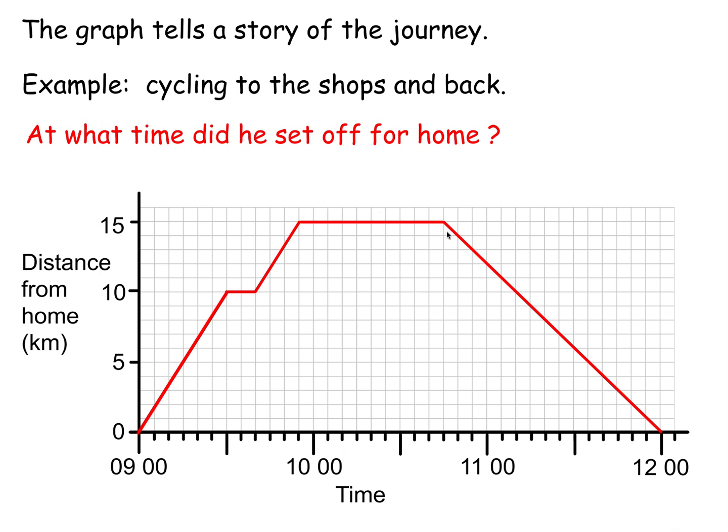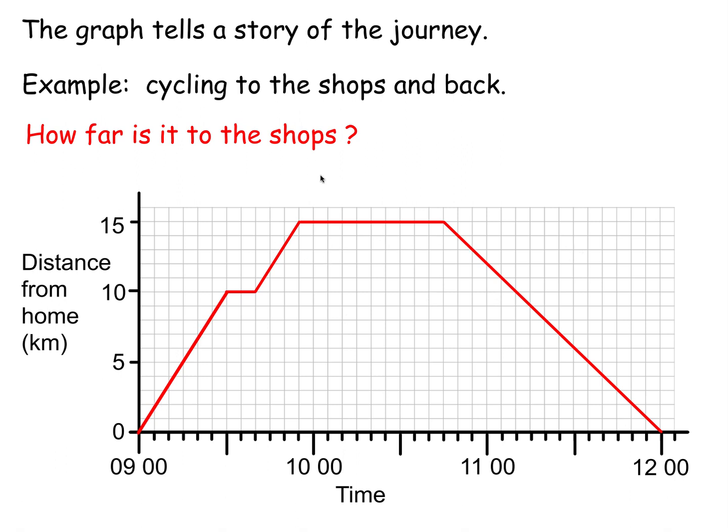What time did they set off for home? So this is where he left for the journey home. So if you look right down there to the bottom, here is 3 divisions before 11 o'clock. That's 15 minutes before 11 o'clock, so it's 10:45. So set off for home at 10:45. How far is it to the shop? Well, that was the first question, 15 kilometres, so we're done. So that's the journey there.